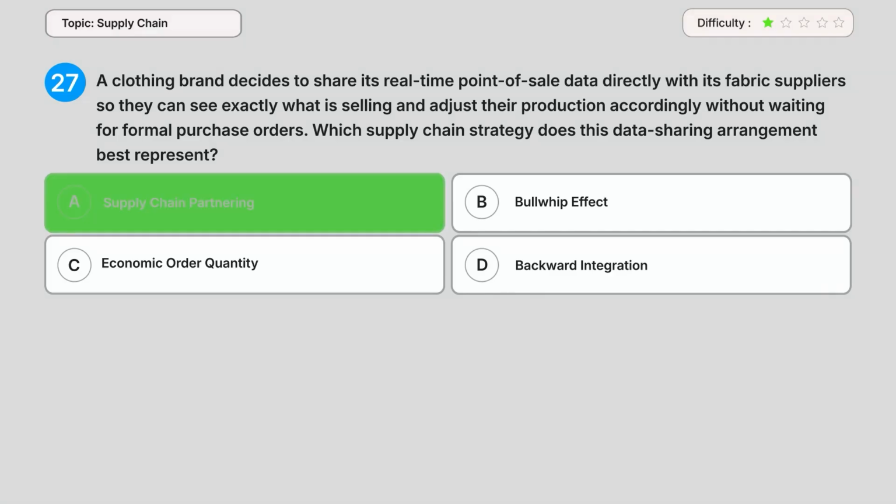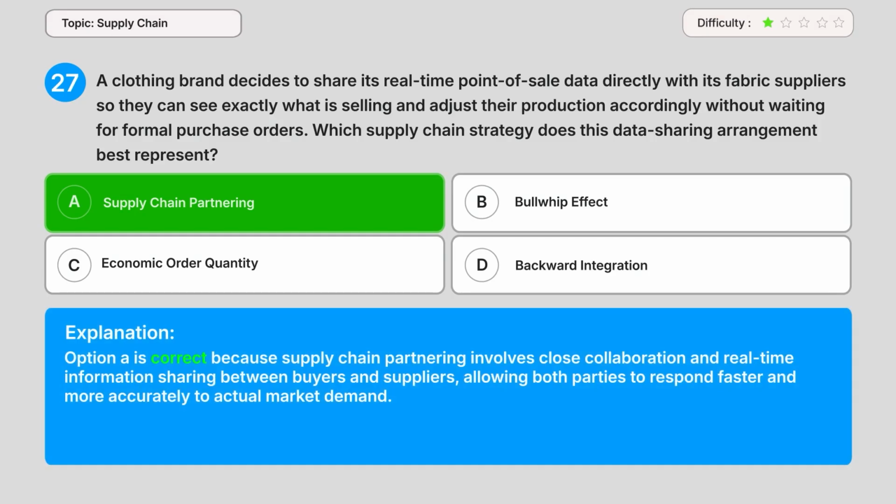Correct answer, A. Supply chain partnering. Explanation: option A is correct because supply chain partnering involves close collaboration and real-time information sharing between buyers and suppliers, allowing both parties to respond faster and more accurately to actual market demand.